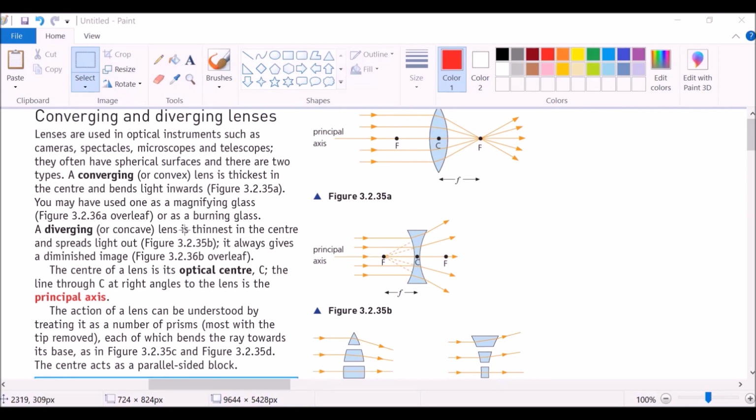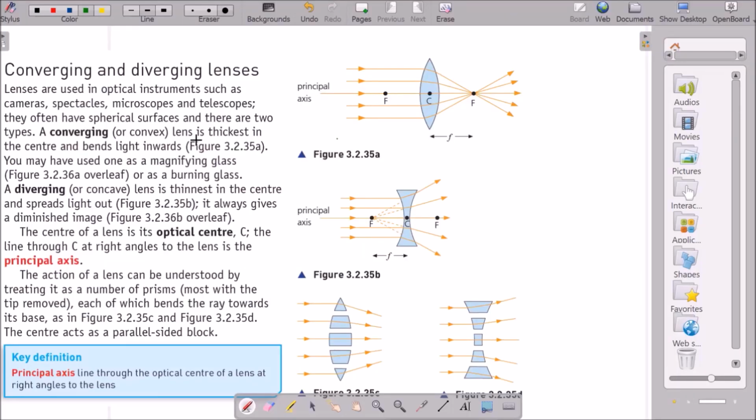For a diverging lens, light is bent outwards. So this light coming in will be bent outwards. That is the difference between a plane mirror, which uses reflection, and a lens, which allows light to come in and then change its direction. A converging or convex lens is thick in the center.